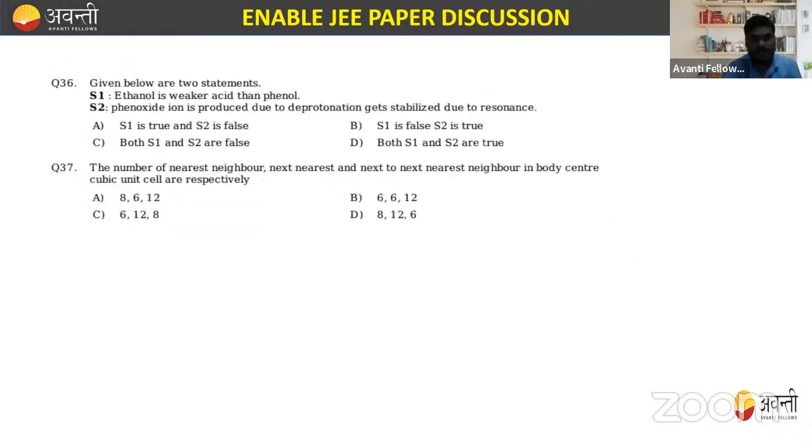Next, move to question number 36. In this question, given below are two statements. The first statement is: ethanol is a weaker acid than phenol. Whether it is correct or incorrect.